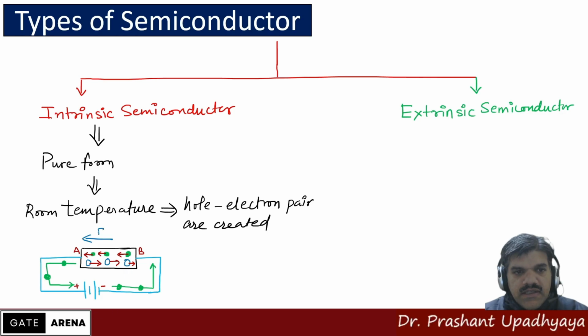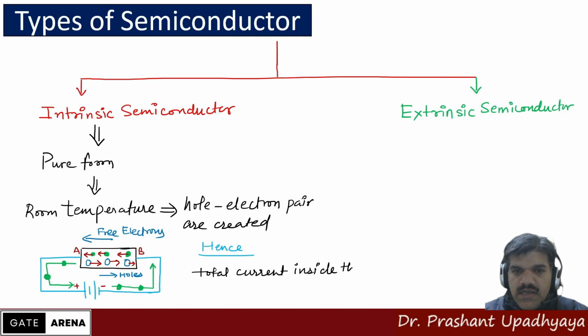The free electrons will start moving toward the positive terminal of the battery. When this breaking of covalent bonds occurs, at the same time the holes are created in the covalent bonds. Under the influence of the electric field, conduction through the semiconductor is by both the free electrons and holes. So the total current inside the semiconductor is the sum of the current due to the free electrons and holes.